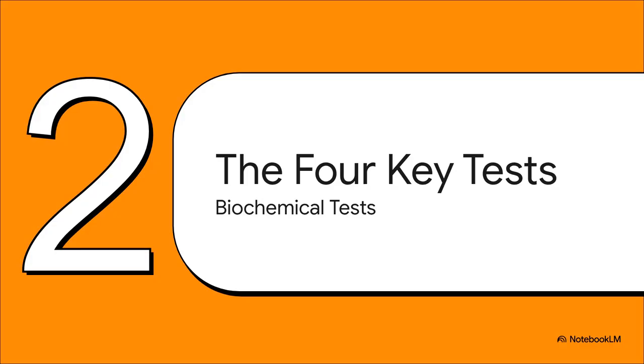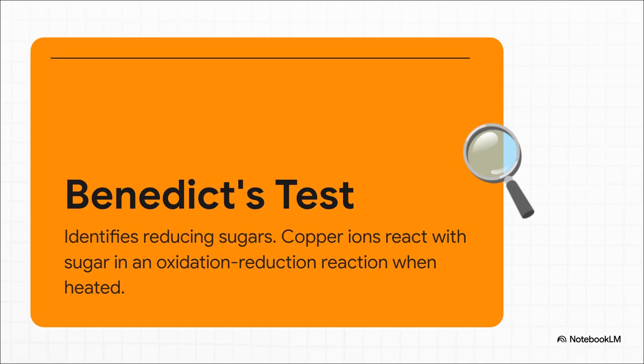Okay, with that foundation set, let's get into the actual tools for this lab, the 4 big biochemical tests you're going to use to figure out what macromolecules are in your food sample. First up, we've got the Benedict's test. This one is for finding reducing sugars, and that includes all monosaccharides. Now, how does it work?